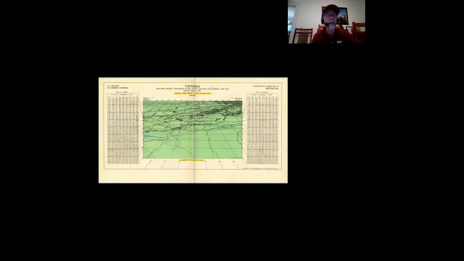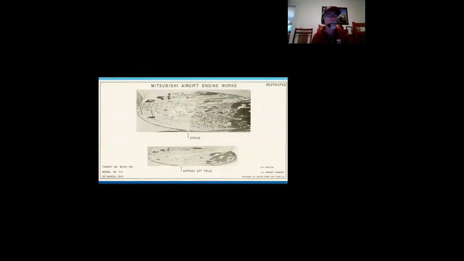These were other kinds of maps that were used for the navigators. This is the Tokyo area. Here's a Mitsubishi aircraft engine factory.